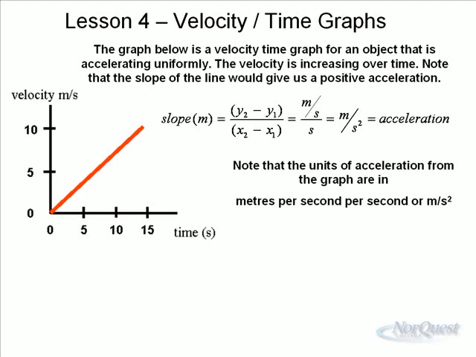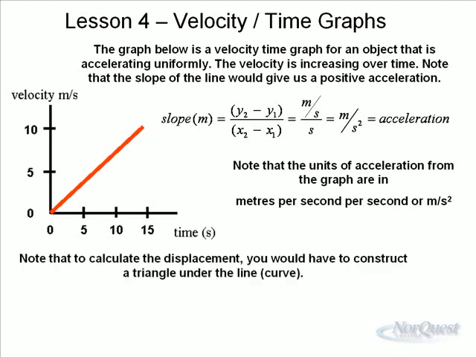Now, remember from the previous slide, the displacement is the area under the curve. So if we wanted to find the displacement after 10 seconds, we would construct a triangle under the line at that particular point, 10 seconds. At 10 seconds, we would draw a line straight up. Notice the area under the curve in this case is not rectangular as it was when we had uniform velocity. Here, because we have acceleration, the slope is greater than 0, and we end up with a triangular shape under the curve.